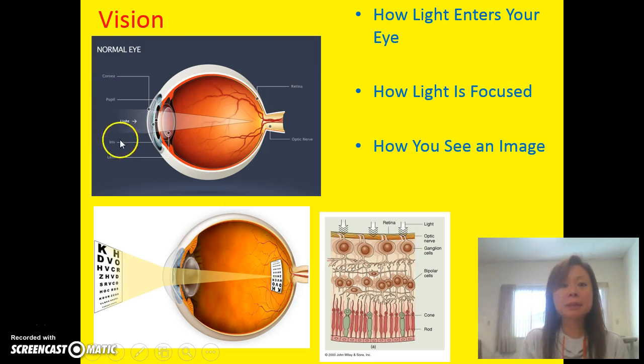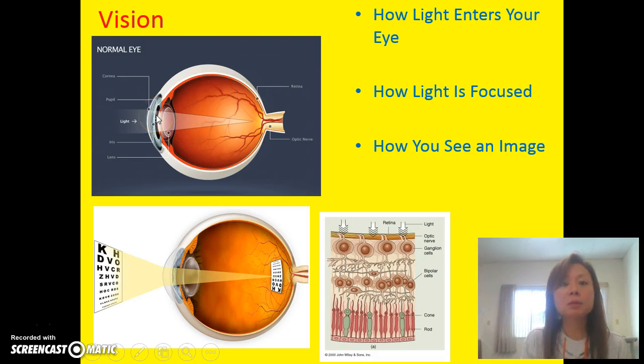Okay, first what happens is light will bounce off of an object, then it will enter your eye. It first enters through the cornea, which is the clear part in the front of your eye, and it makes the light bend a little bit. And that's called refraction. Then it will enter through an opening in the center of your eye, the black part of your eye, and that's called the pupil.